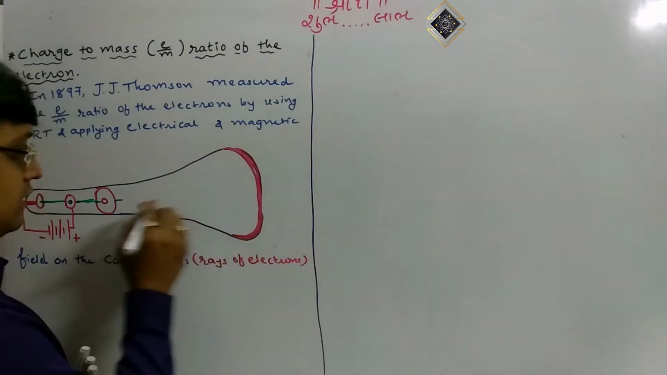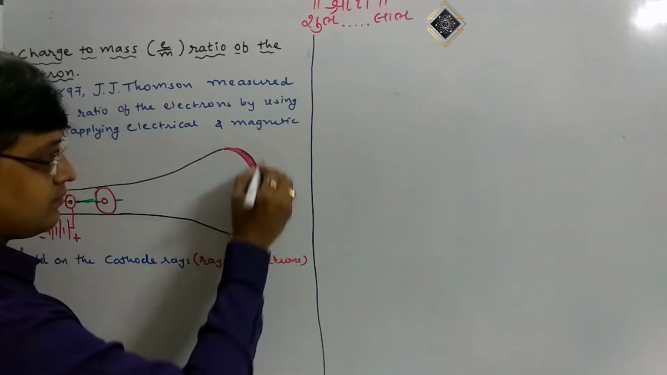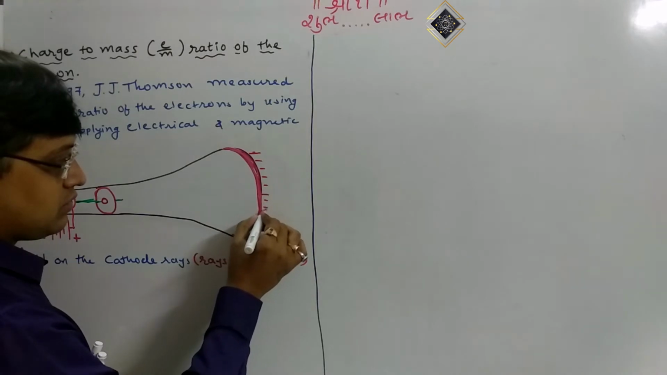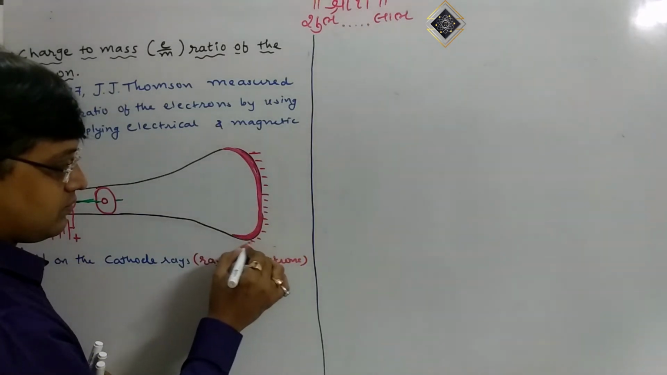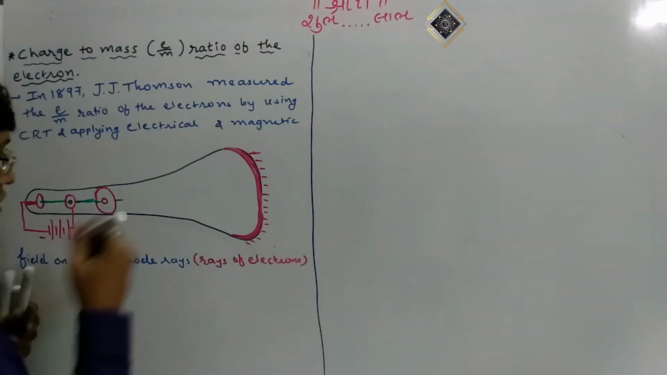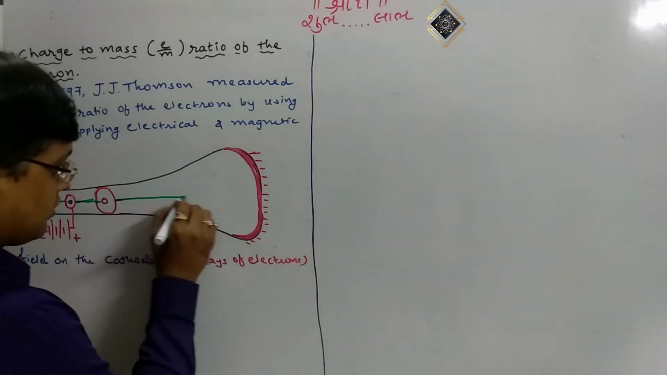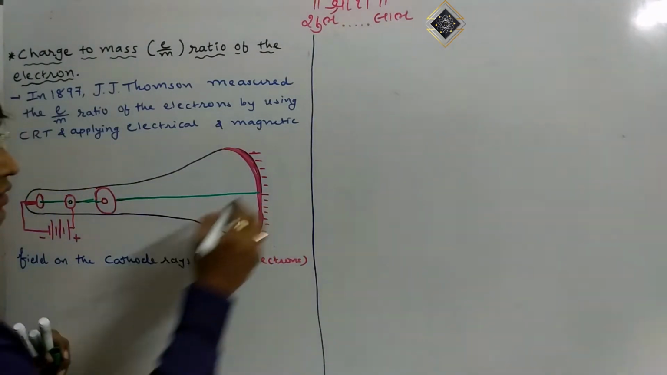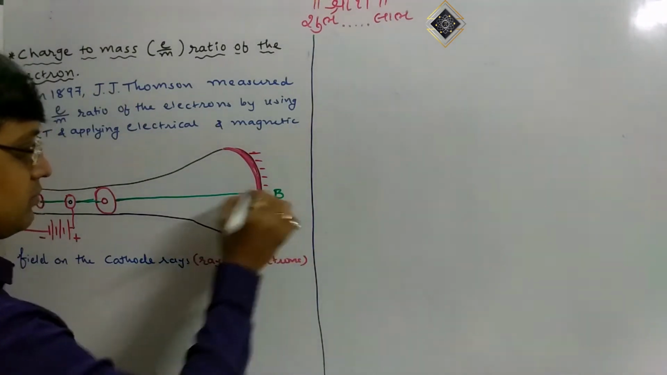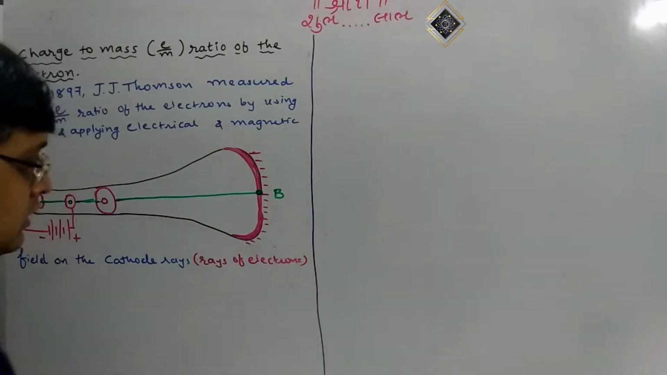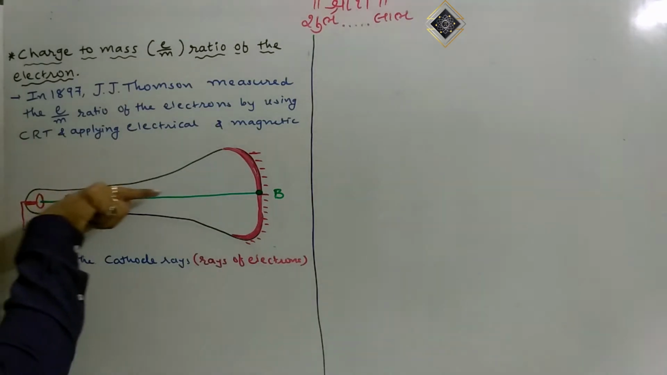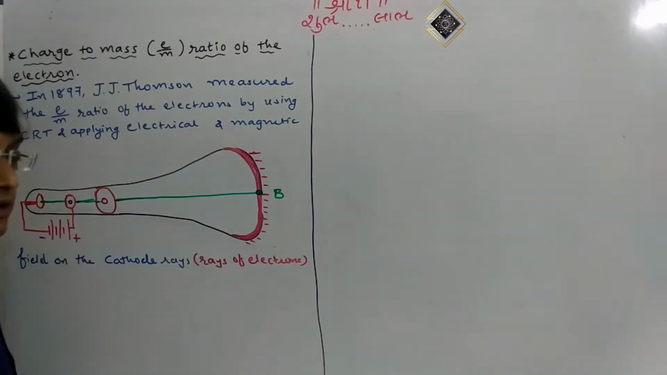I am showing the scale over here, so we can measure the deflection. In doing this experiment, the rays strike on this point. I give the name of this point B, and it develops a bright spot. In the absence of electrical and magnetic fields, these rays just propagate in a straight path.